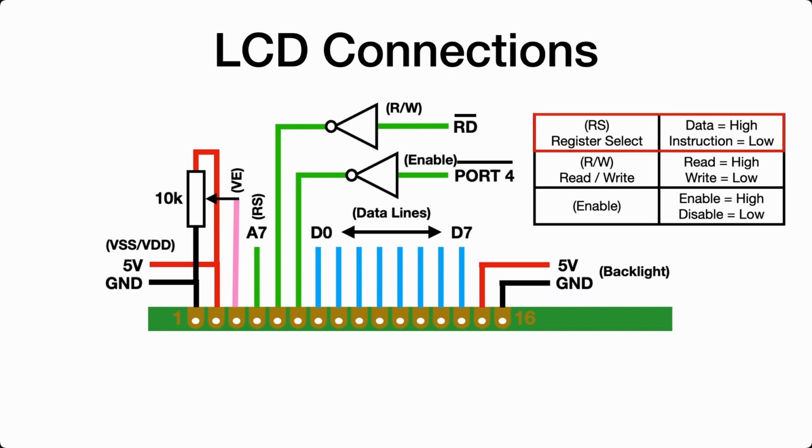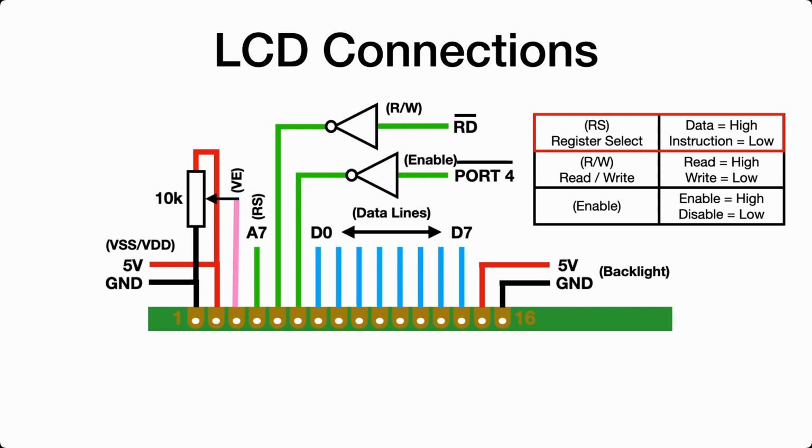Let's go through them. Pin 4 is the register select. A high there means it's data that we're transmitting. Data means a particular character that you want to display on the screen. And low means it's an instruction, something like clear screen or set up the configuration of the LCD or to move the cursor around on the screen.